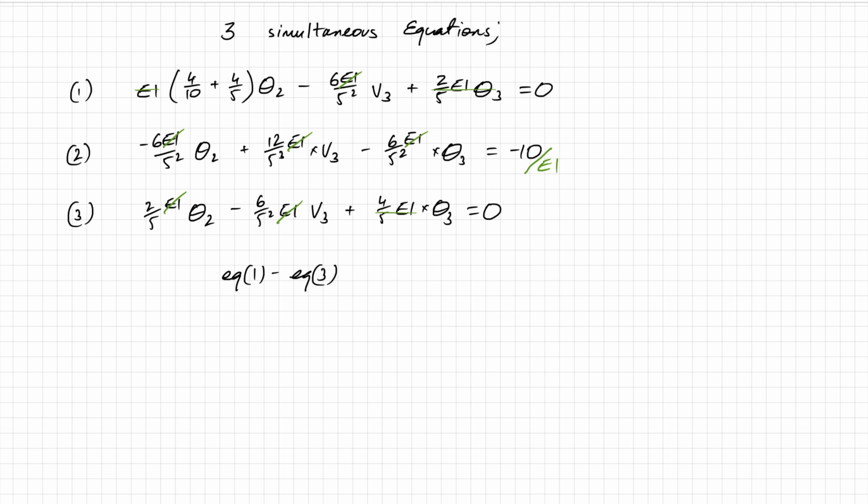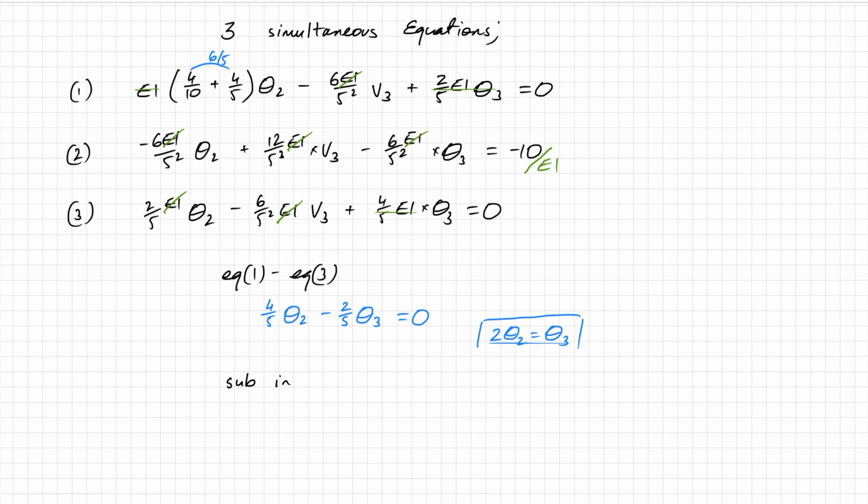And so doing that, here I've got 6 over 5. So that gives me 4 over 5 theta 2 minus 2 over 5 theta 3, because in both cases I have minus 6 over 5 squared EI times V3. So that equals 0. And from here I get that 2 theta 2 equals theta 3.